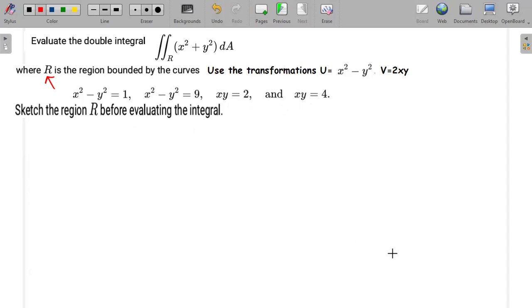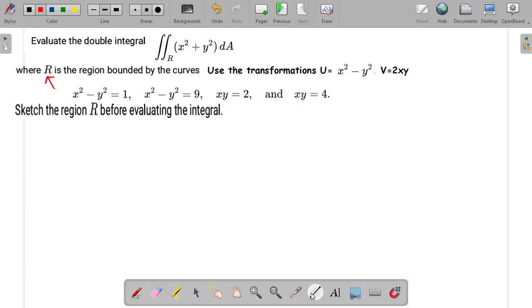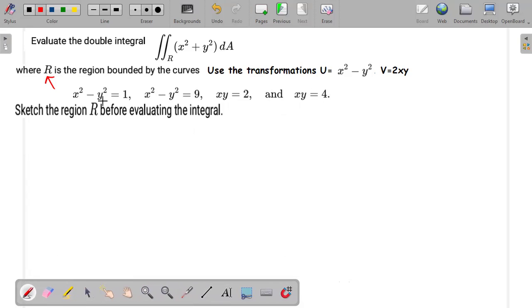Here we can identify what these curves are. This one is a hyperbola, and this one is also a hyperbola. This one will have the vertices at 1, and this one will have the vertices at 3. So how do we find the vertices? We just take the square root of the number on the right-hand side.